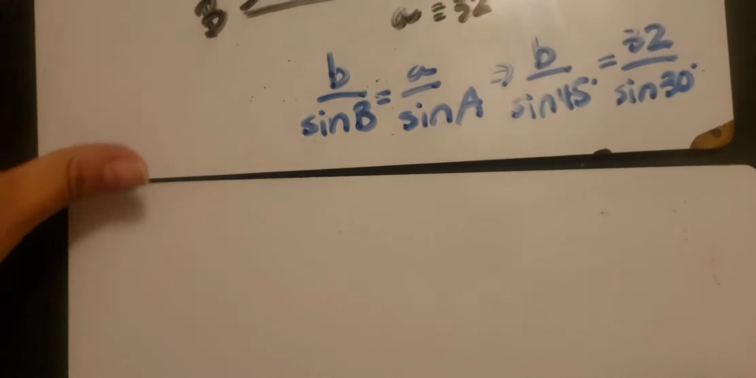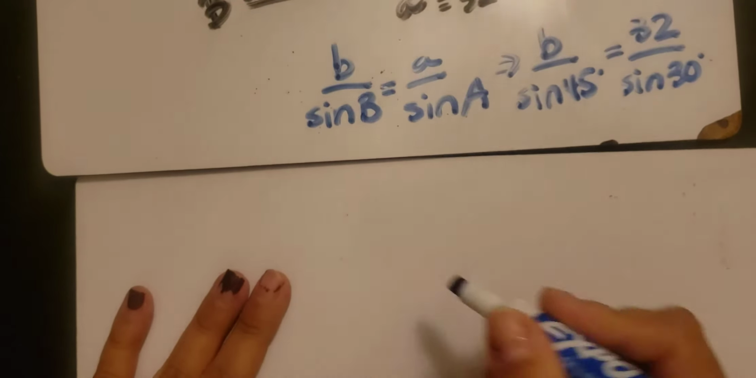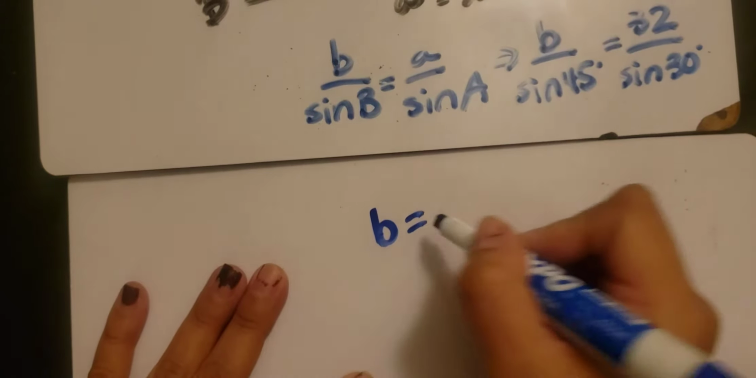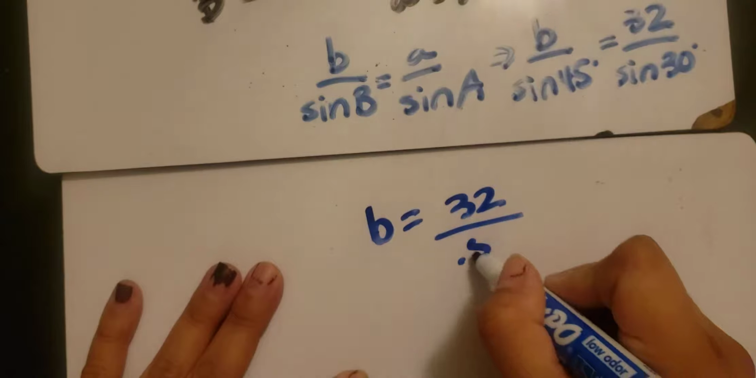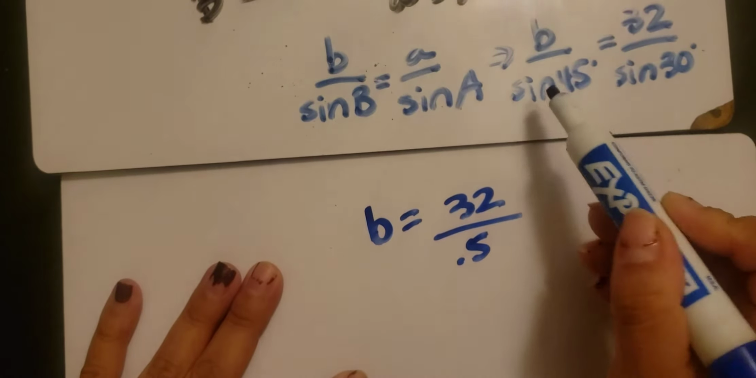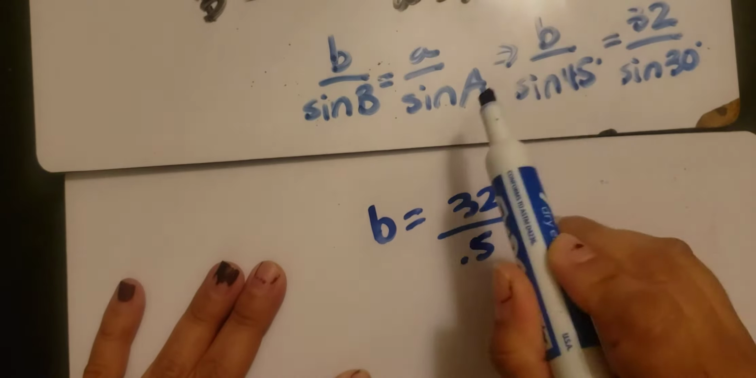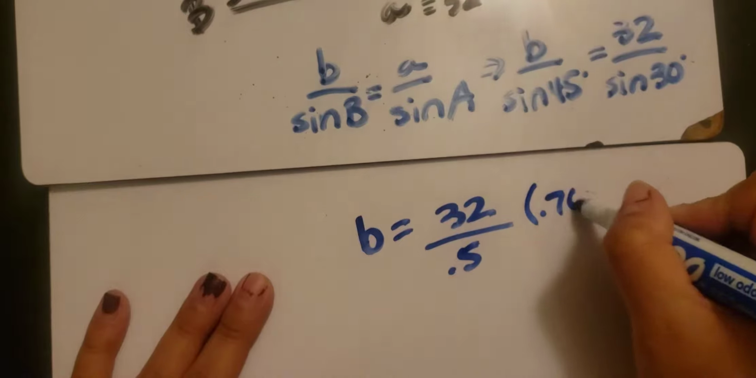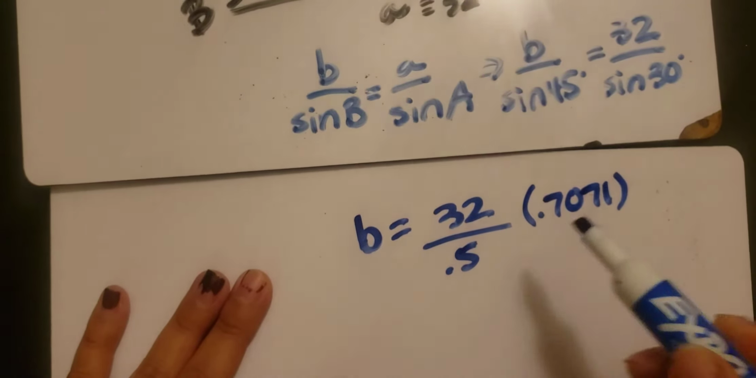Okay. And by the way, you can put it in your calculator. Your calculator can do the whole work, okay? So now I'm going to have it as b equals 32 over 0.5. And see how right here we have over sine of 45. I'm basically going to multiply sine of 45 to both sides. So I'm going to multiply by 0.7071. Okay?